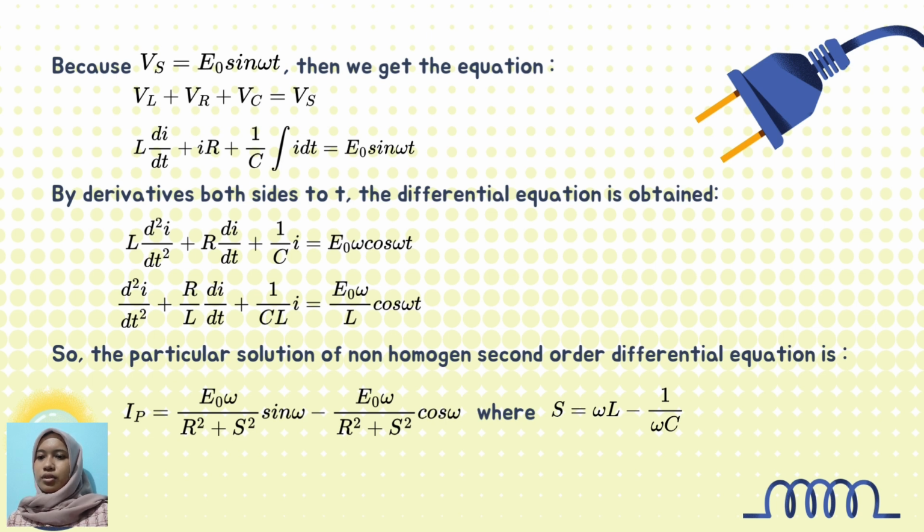So the particular solution of the non-homogeneous second order differential equation is Ip equals E0 omega over (R squared plus S squared) sin omega t minus E0 omega over (R squared plus S squared) cos omega t, where S equals omega L minus 1 over omega C. The example problem will be explained by my friends.